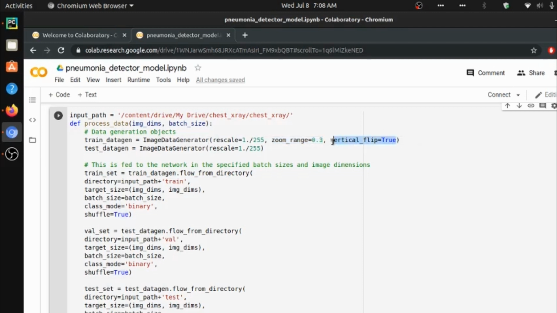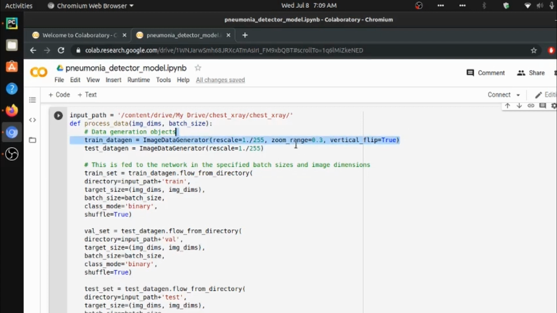And the vertical flip. Vertical flip means it is basically drawing a vertical line and flipping the image, that is, the left becomes the right and the right becomes the left. In this particular image we cannot do horizontal flipping, because then the upper side of the chest would be down and vice versa, so it would not be depicting a correct data set. So these are the data augmentation techniques for a training data set.